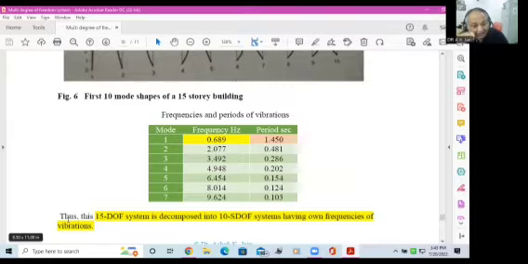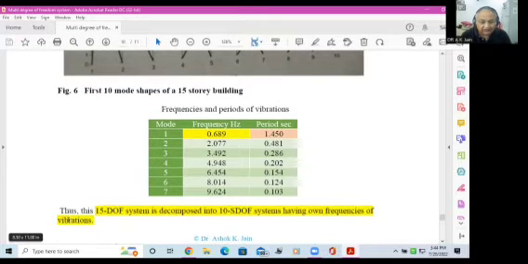As you go to the higher modes, in this case the 7th mode is the highest, the frequency is highest, 9.624 hertz, and the period is 0.103, which is the lowest, because again, the frequency f and T are inversely proportional to each other. So this is again a very important observation: the fundamental frequency will be the lowest for the first mode, and the fundamental period of vibration will be the highest for the first mode. As you go to the higher modes, the frequency will be the highest and the period will be the lowest.